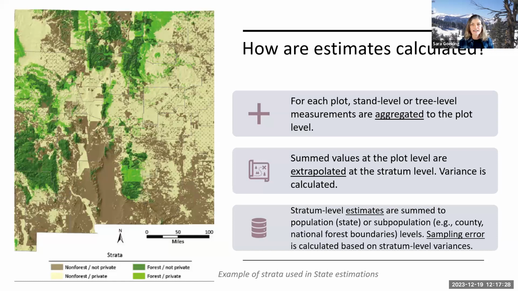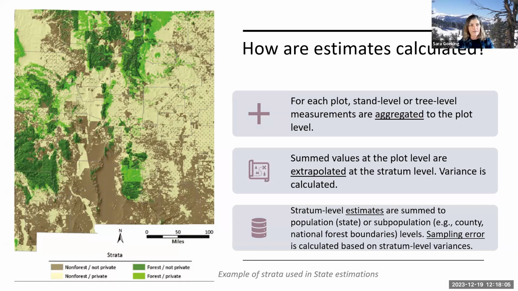So now I'm going to get a little bit into the weeds just momentarily on how FIA produces estimates. And the reason why I want to get into the weeds for just a minute is to get to where I can describe what FIA data are good for and where we might be asking too much of the data. So first, for each plot, stand level or tree level measurements are aggregated to the plot level. Then all of the plot level estimates are extrapolated at the stratum level.